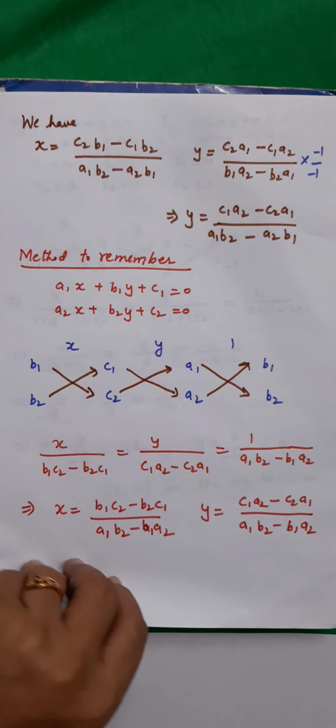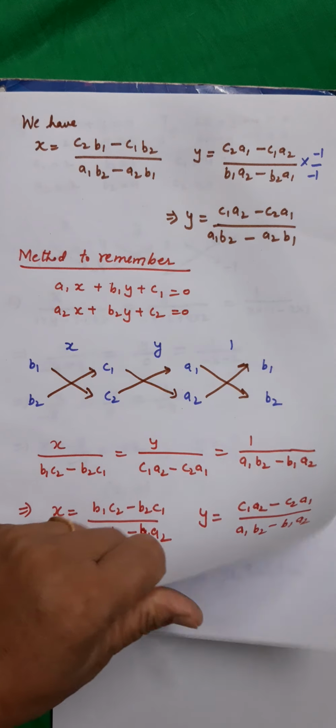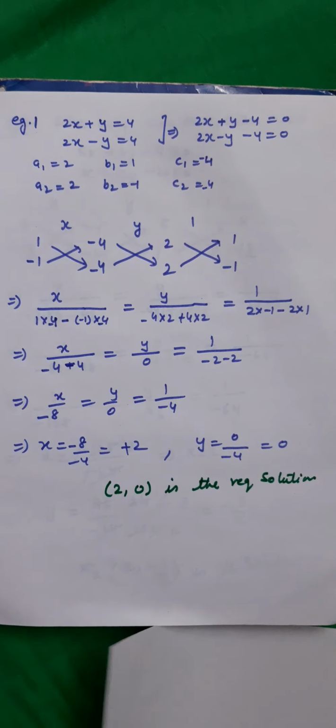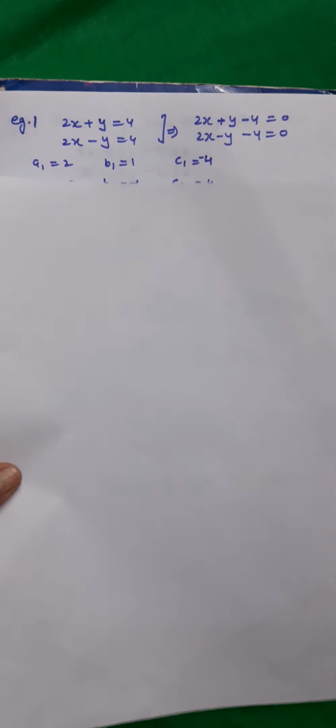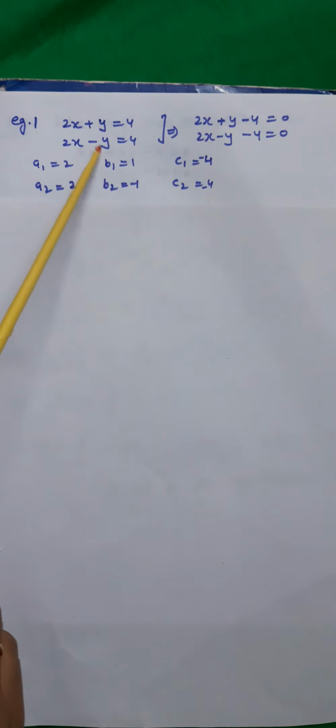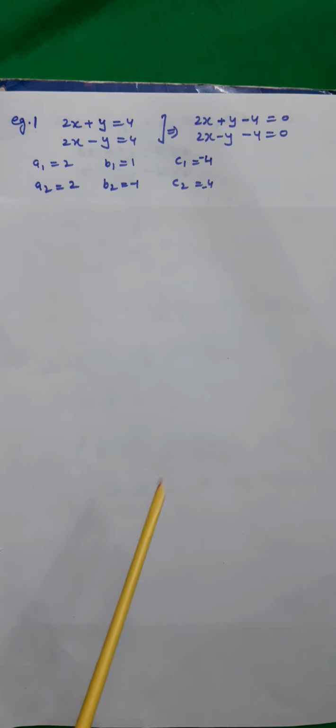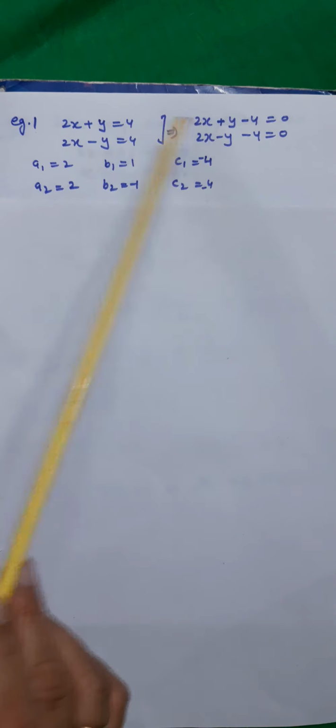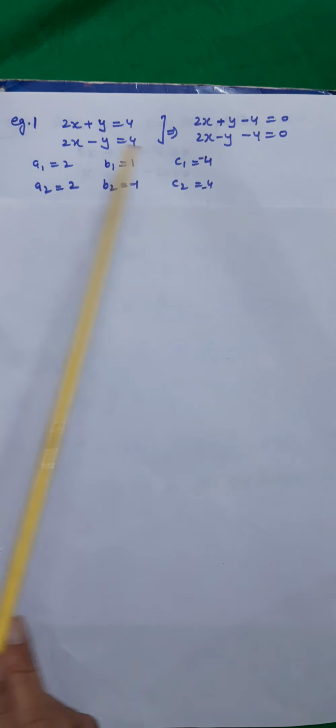Now let us see some of the examples, and how easy it becomes to solve the questions when I apply this method. The equations given are 2x plus y is equal to 4 and 2x minus y is equal to 4. Now this is not in the standard form. If I do not reduce it into the standard form, then my answer can be wrong because of the change in signs, right? So here I reduce it to standard form.